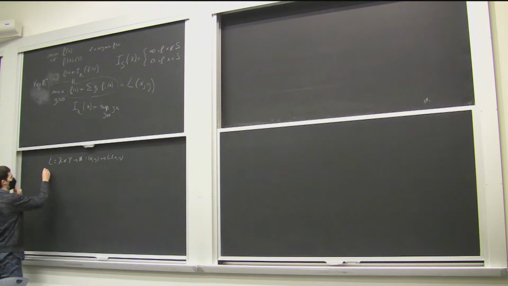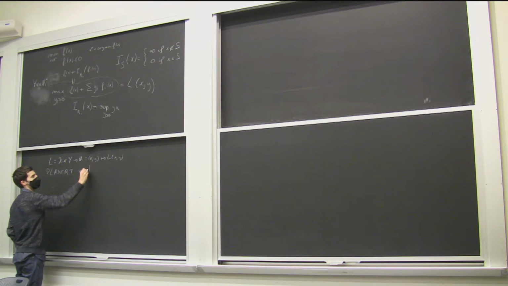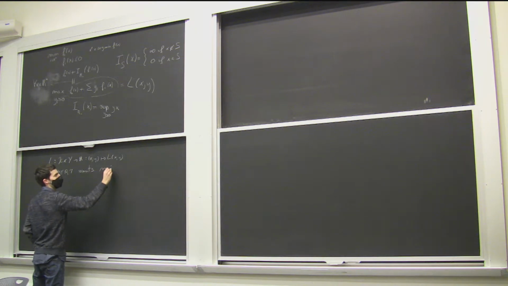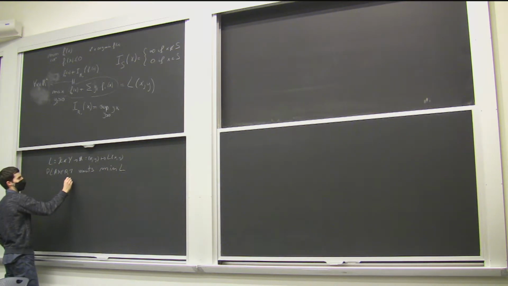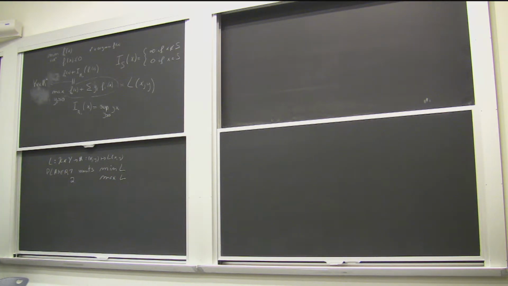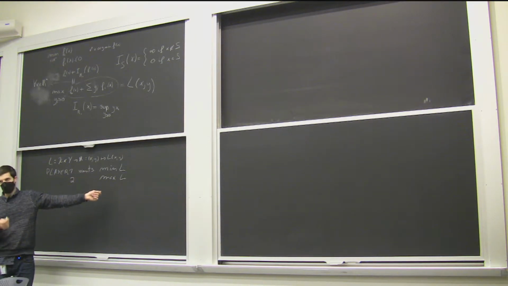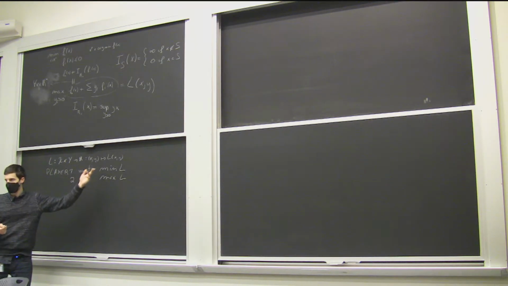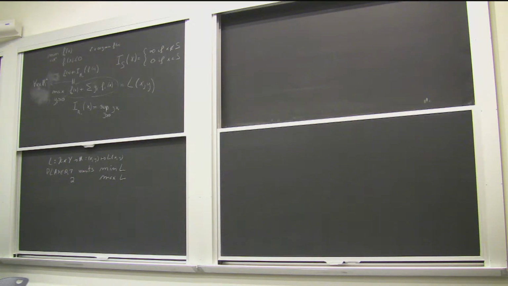So player 1 wants to minimize L, and player 2 wants to maximize L. Okay. And so this is called a zero-sum game, because when player 1 is happy, player 2 is not happy, and whenever player 2 is happy, player 1 is not. So they're really like completely conflicting interests.